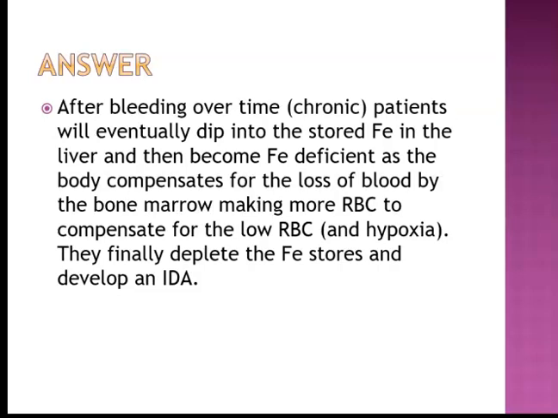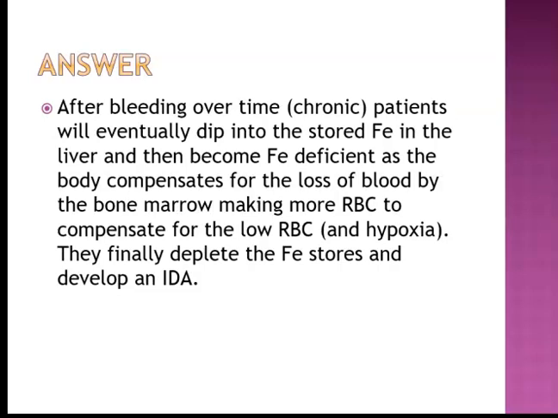And the answer is, after bleeding over time, chronic patients will eventually dip into stored iron in the liver and then become iron deficient, as the body compensates for the loss of blood by the bone marrow making more red blood cells to help compensate for the low red blood cells and hypoxia. Remember, hypoxia is low oxygen. And then they will finally deplete the iron stores and develop iron deficient anemia. So basically what this is saying is the body will dip into stored iron to help compensate after the blood loss.